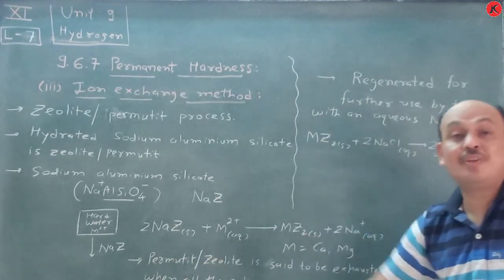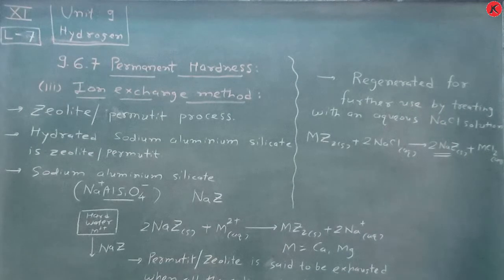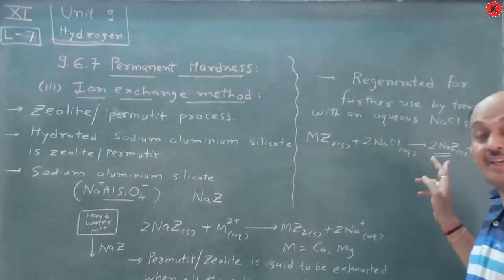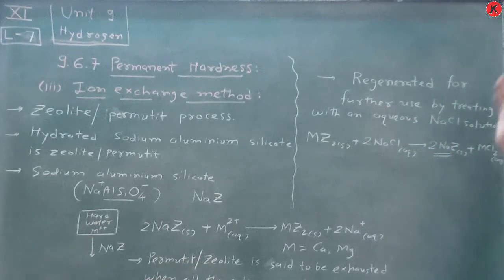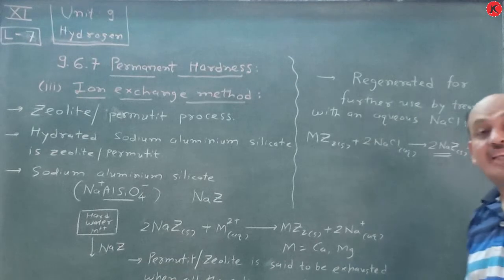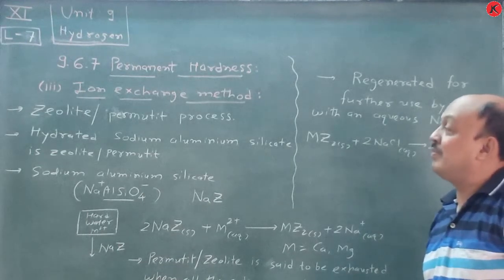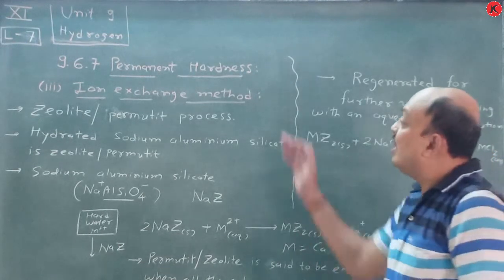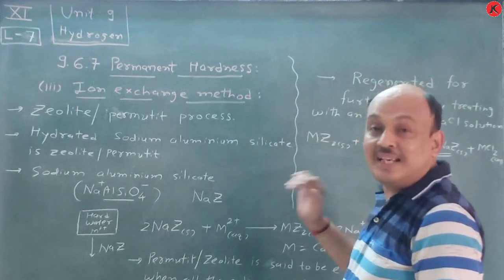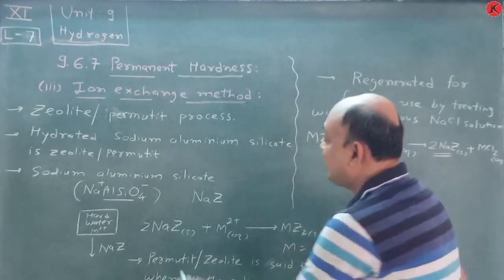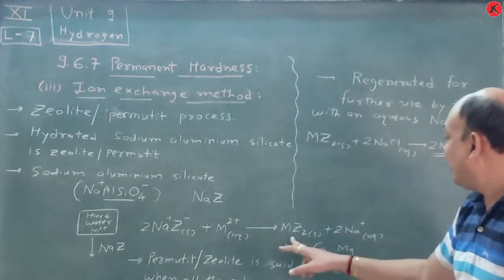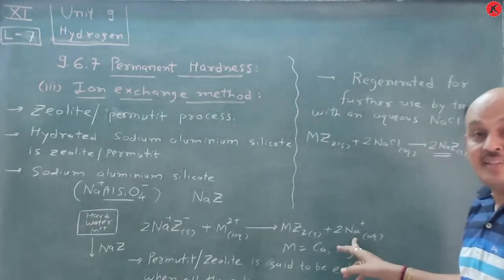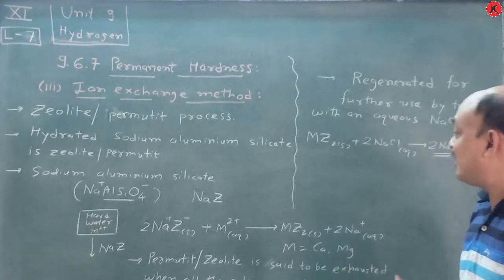So here we do not add more zeolite. We get the regenerated form, regenerated for further use by treating with an aqueous NaCl solution. This is very important, so we can state this method in the examination. That's why it is called the ion exchange method: Na plus and Z minus are exchanged. Here MZ2 and here twice Na plus, and that's why it is considered an ion exchange method.